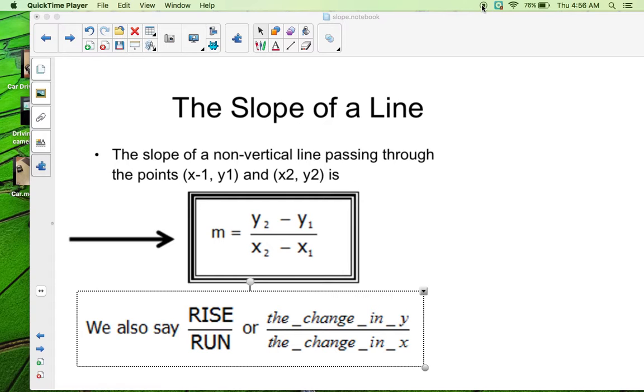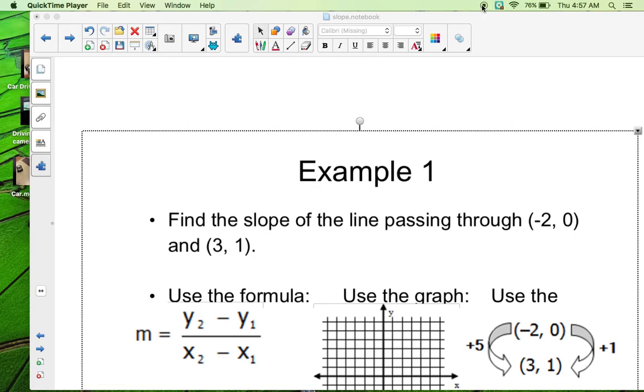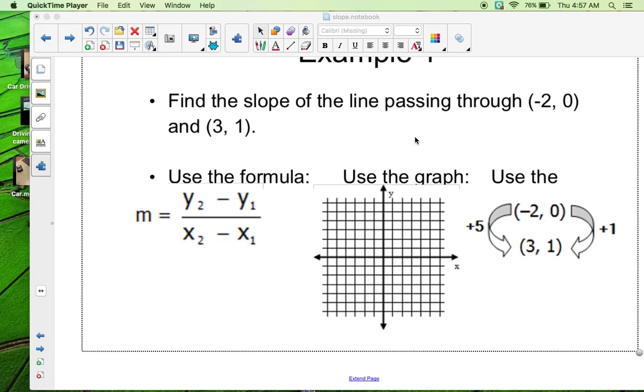So, slope is rise over run, and a lot of y'all have seen this equation before. It means rise over run, or the change of y, your y values, over the change of x values. Now, we're going to take an example, and we are going to try to find the slope using these 2 points. This should be a review for you from Algebra 1.